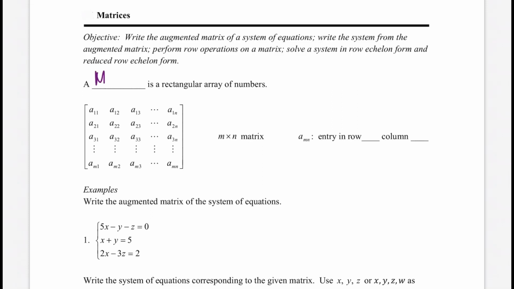A matrix is just a rectangular array of numbers. You can think of it like an Excel spreadsheet. We label these by how big they are. We count how many rows there are, and that's our M number, and how many columns there are will be our N number. So this will be an M by N matrix.